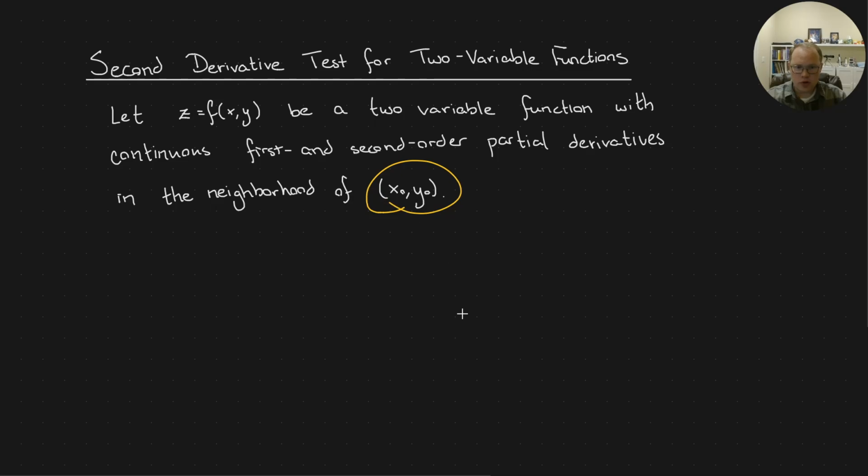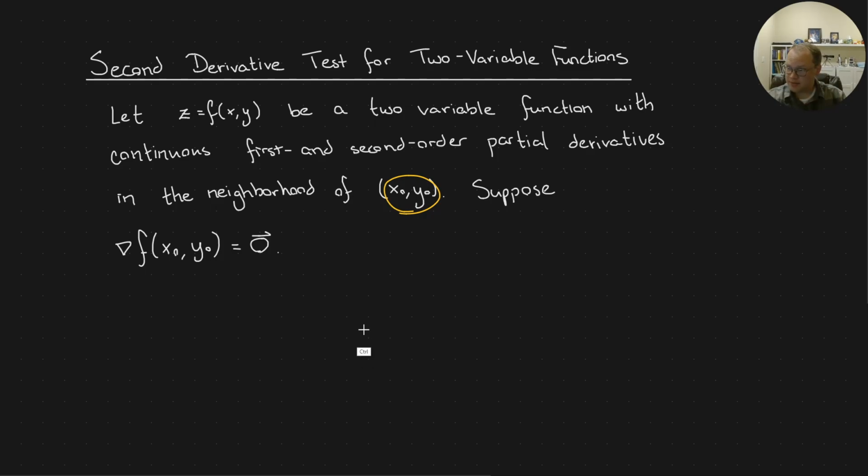So we're going to assume this is a critical point so that the gradient of f is 0. Suppose that the gradient of f at this particular point, x naught, y naught, is equal to the 0 vector, which makes this a critical point of f, right?